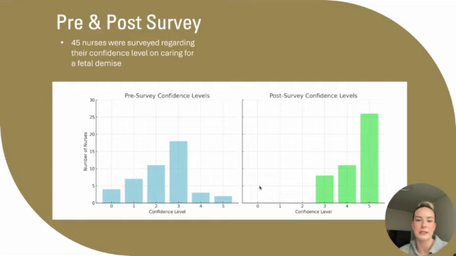Okay, so to assess my project, I created a pre and post survey. So I surveyed 45 nurses on my unit. For the pre-survey, I asked them their confidence level on caring for a perinatal loss. And as you can see, most people were on the lower side of the scale. And then I had them look through the papers and assess them again, ask them their confidence level on caring for a perinatal loss, and as you can see, most people were on the higher side, with most people saying 5 out of 5, which I think is pretty good.